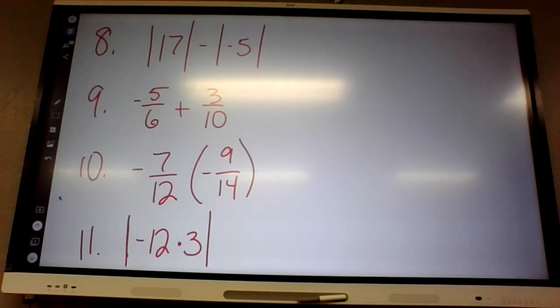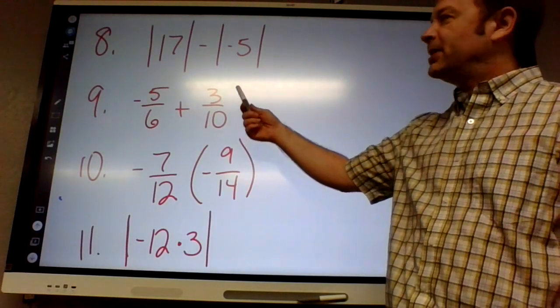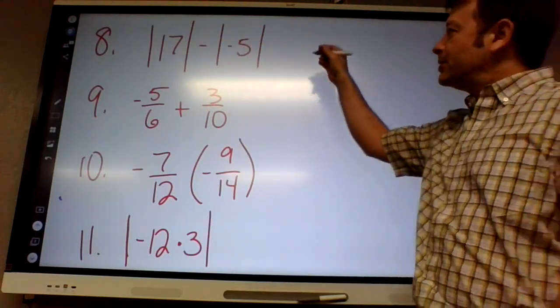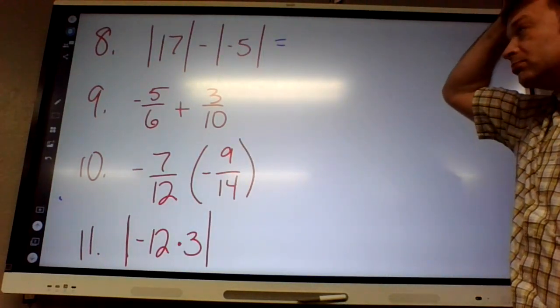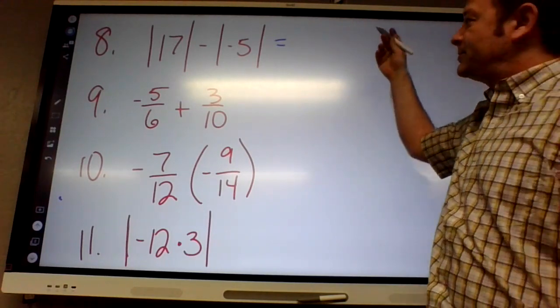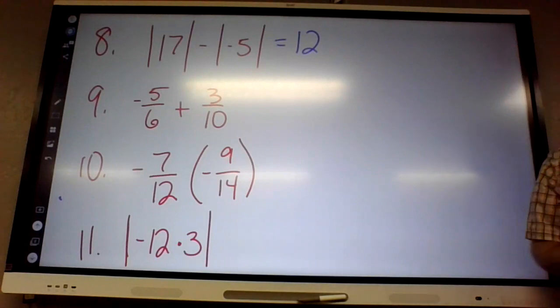Okay, let's talk about 8 and 9 for now. Number 9 might be the hardest on the first page just because adding fractions, I guess people have trouble. Anyway, Lauren, what do you think about number 8? Don't those two lines make anything that's negative in there positive? Yep. Okay, then 17 minus 5. 17 minus 5 equals 12.